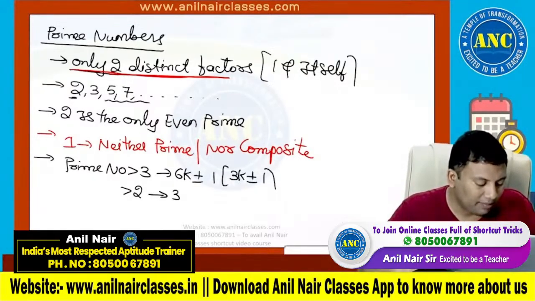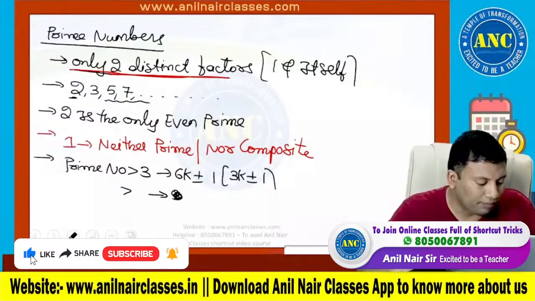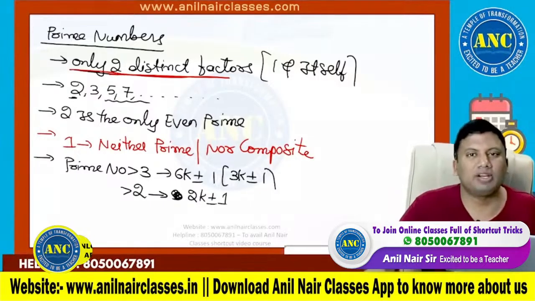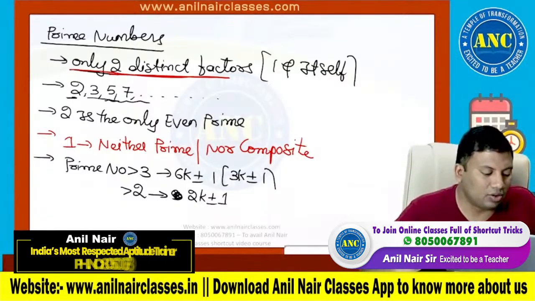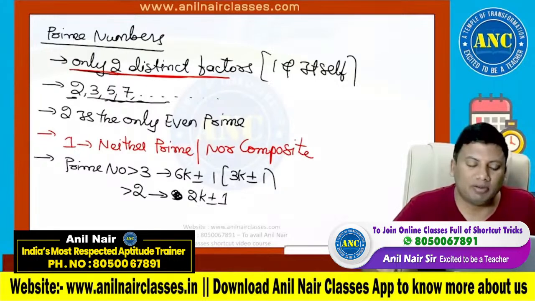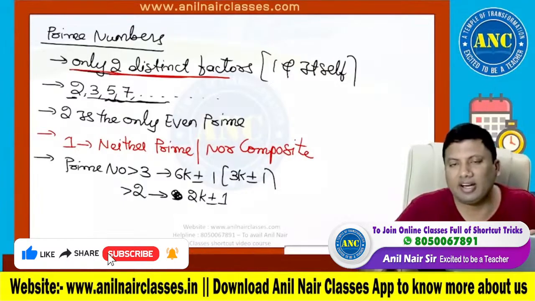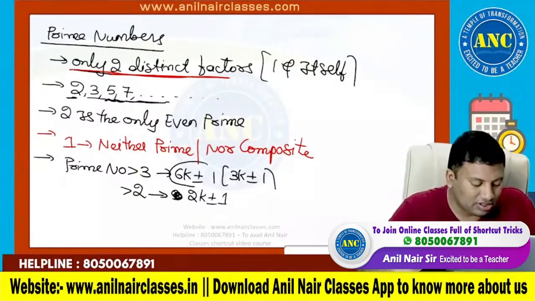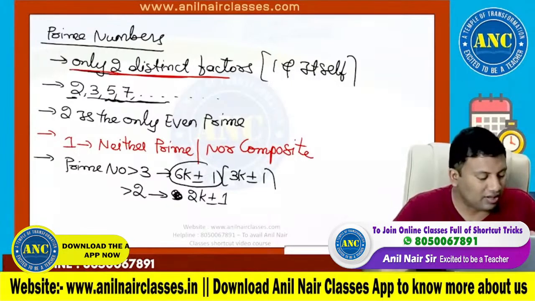Any prime number greater than 2 is an odd number. An odd number can also be of the form 2k plus or minus 1. Any prime number greater than 3, such as 5, 7, 11, 13, 17, 19, is of the form 3k plus or minus 1. So, in general, we will use 6k plus or minus 1.